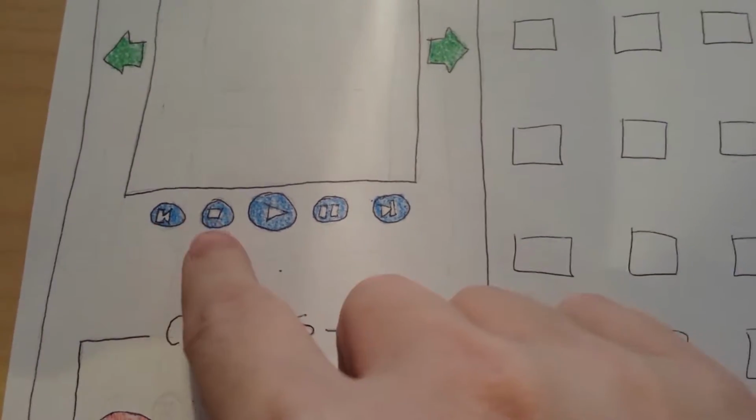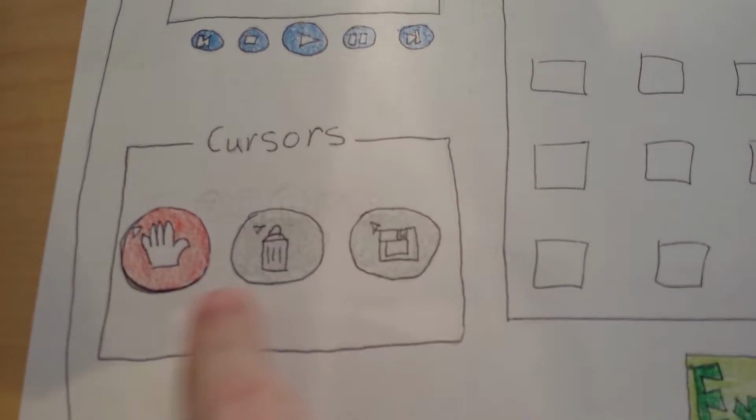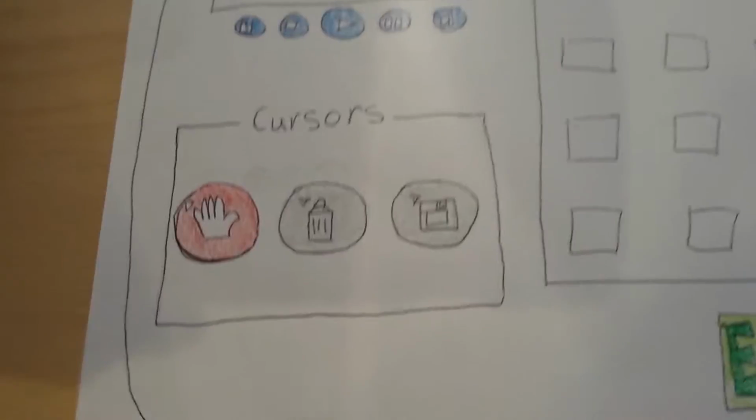Below the monitor are the same debug controls as before, but now these actions can be viewed in real time using the monitor. Below the debug controls is the cursors section. The player can now select between three types of cursors, which we will cover later. By default, the hand cursor is selected. The tablet 2.0 also features a close button in the top right corner.